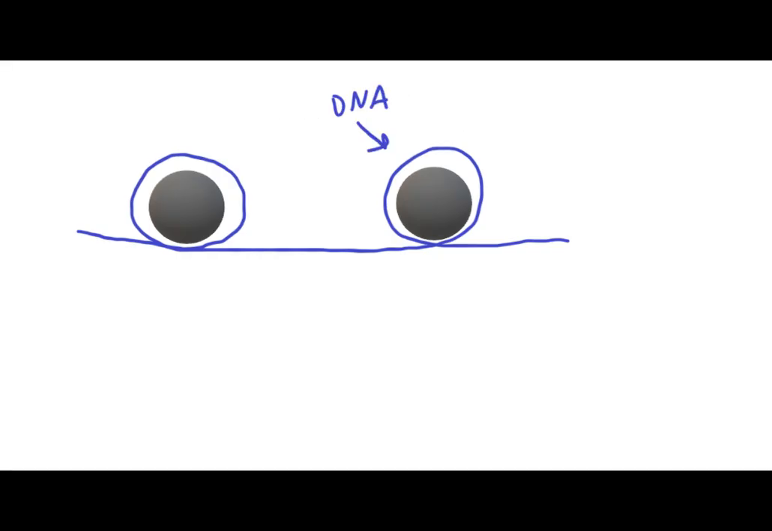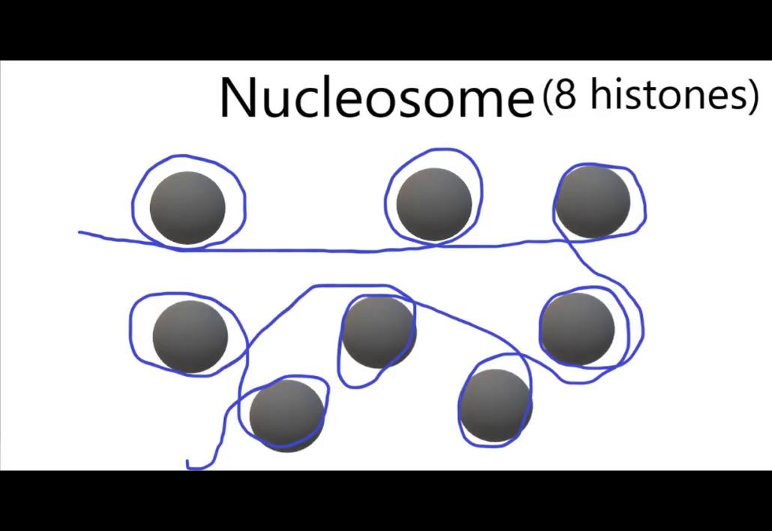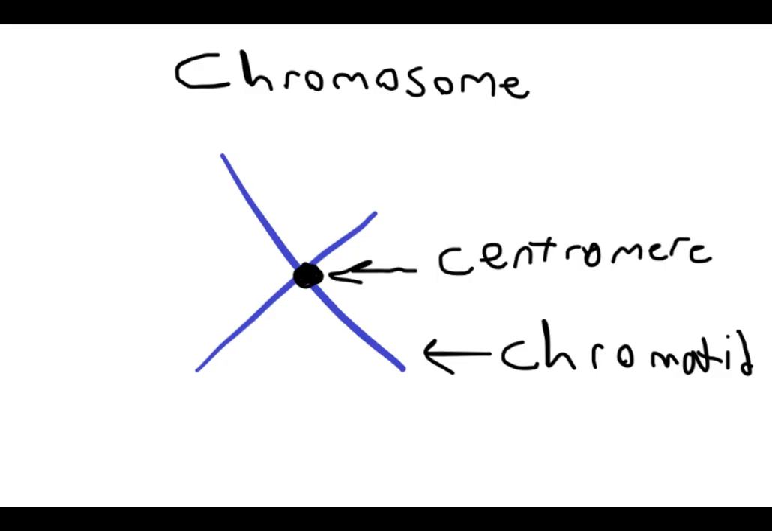Chromatin is DNA wrapped around histone proteins, forming nucleosomes. A chromatid is one of two identical copies of a replicated chromosome, joined at the centromere. A chromosome is two chromatids connected by a centromere. A centromere is a constricted region on a chromosome that holds sister chromatids together.